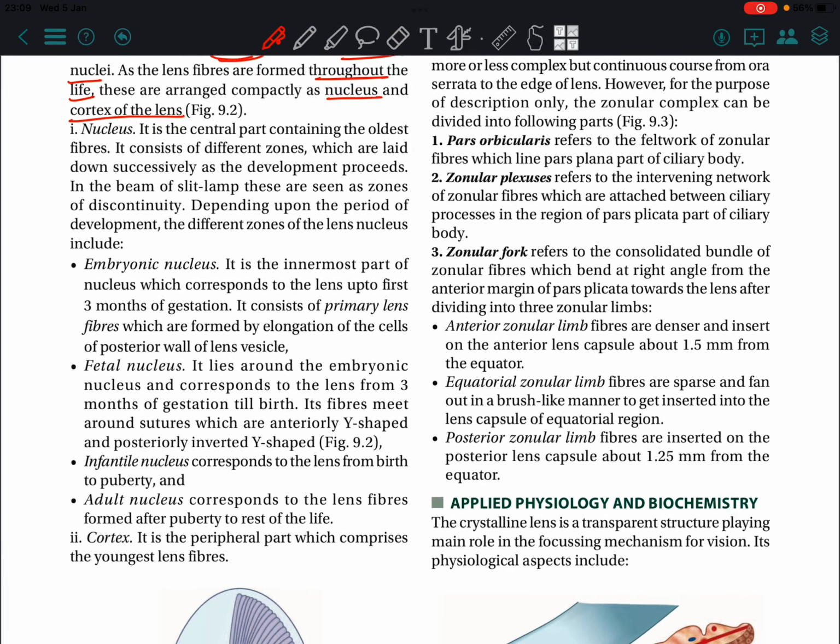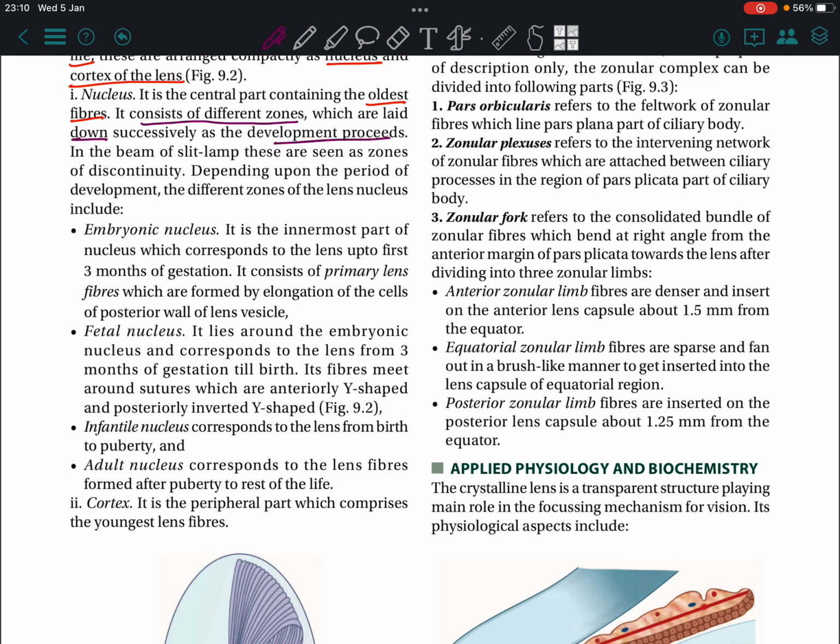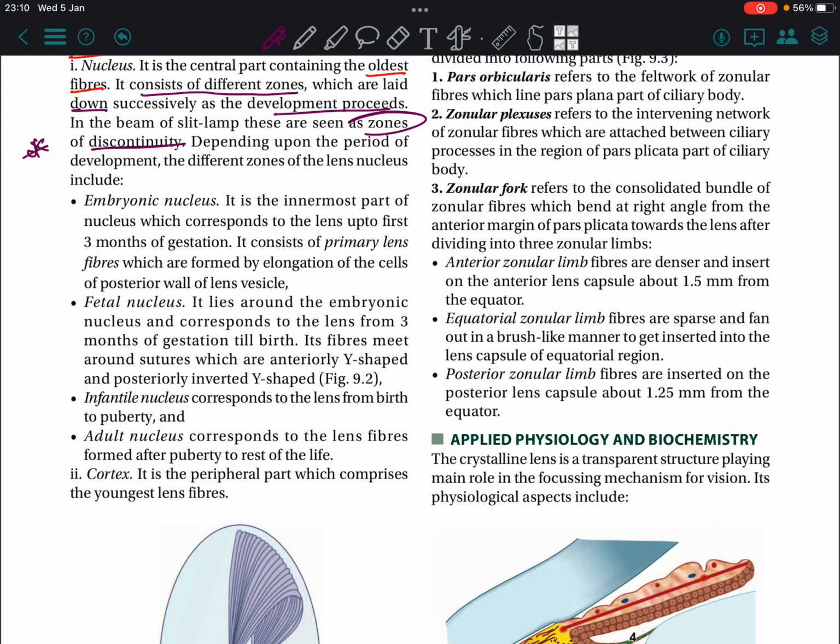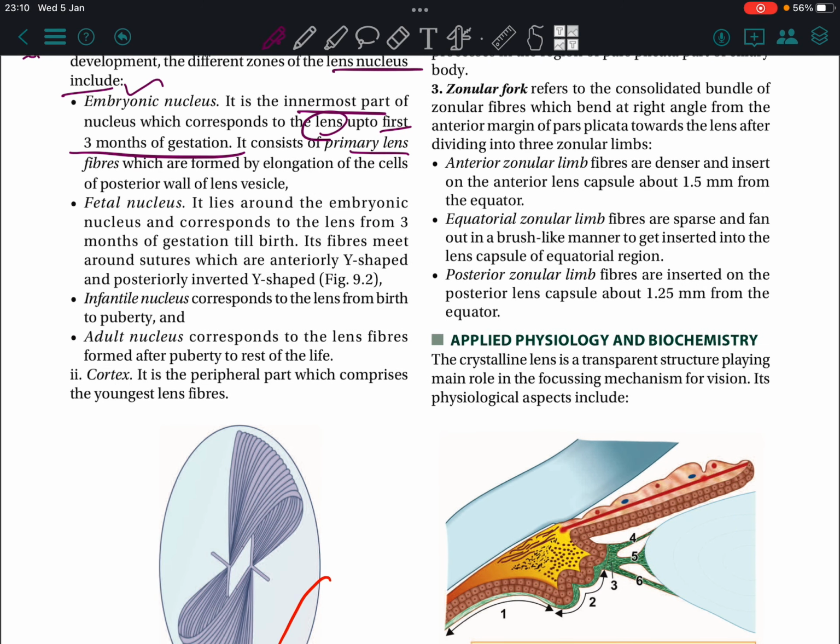Then nucleus, it is the central part containing the oldest fibers. It consists of different zones which are laid down successively as the development proceeds. In the beam of slit lamp, these are seen as zones of discontinuity. It is important. Depending upon the period of development, the different zones of lens nuclei include embryonic nucleus. It is the innermost part of nuclei which corresponds to lens up to first 3 months of gestation. It consists of primary lens fibers which are formed by elongation of cells of posterior wall of lens vesicle.